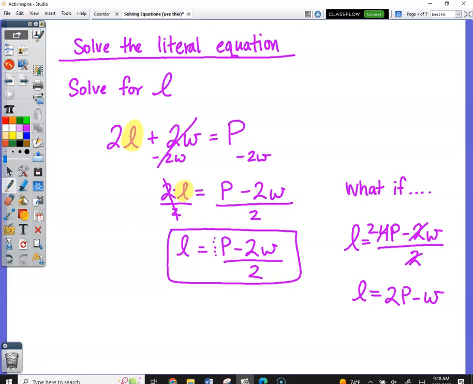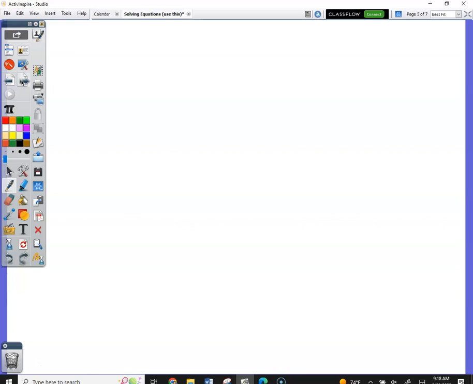All right, so these are so simple. I feel like we should do maybe 2 more because it's just shuffling, but I want to make sure you're doing it right. So let's do another one. I want you to solve for A.